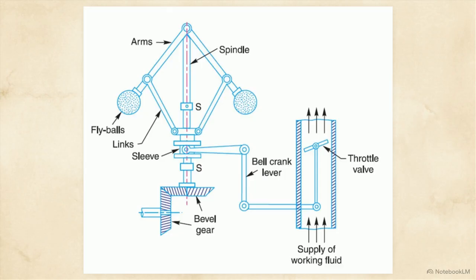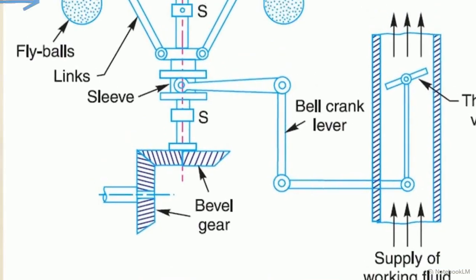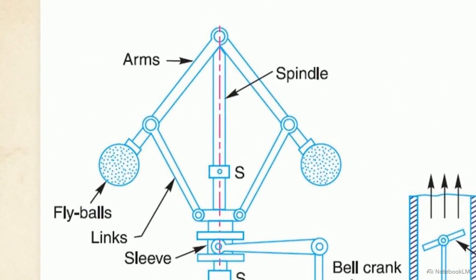The internal kinetic chain of this mechanism translates rotation into linear displacement. At the center is the vertical spindle. Driven by the engine through bevel gears, the spindle's rotational speed is a direct proxy for the engine speed. Attached to the spindle are the flyballs. As the spindle turns, these masses revolve and are subjected to an outward centrifugal force.